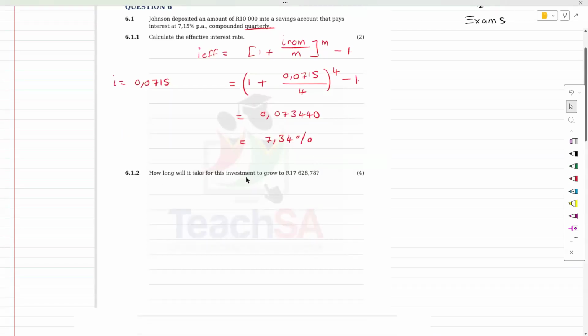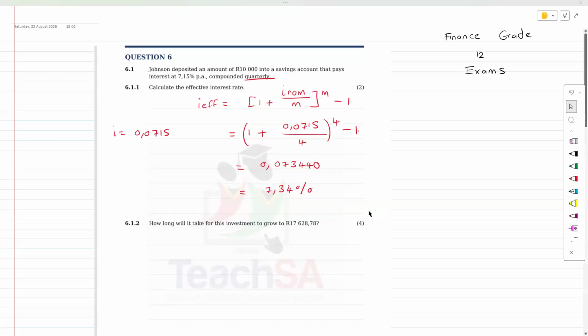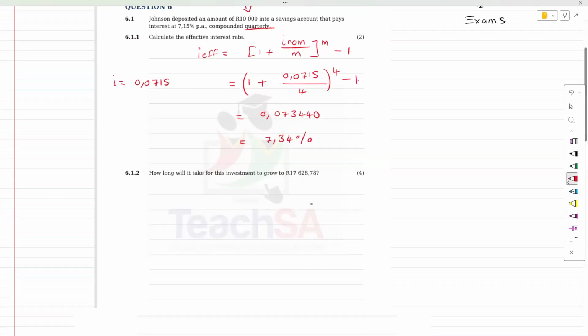How long would it take for his investment to grow to 17,628? There's multiple ways we can do this. Remember now, he deposited a lump sum. So there's no need for us to go and use future value. We can just straightforwardly use compound interest.